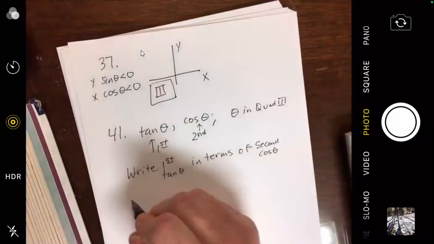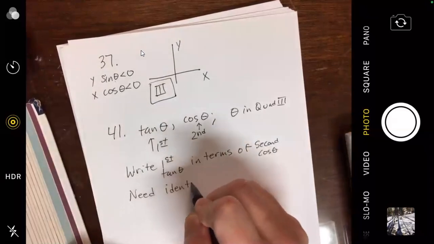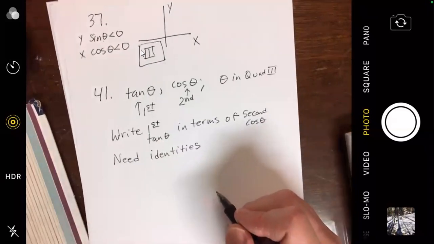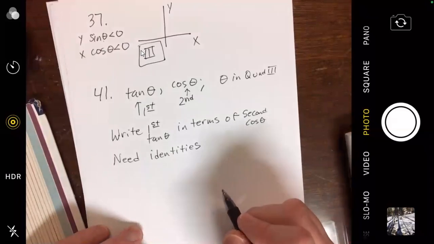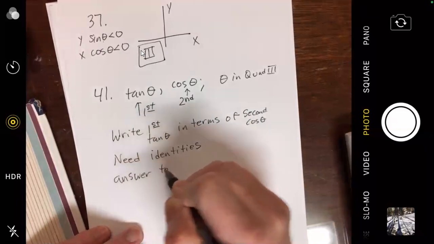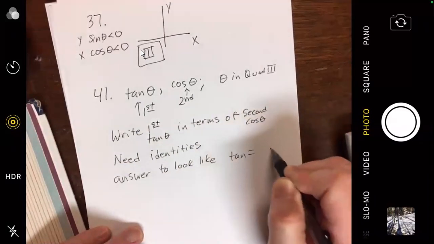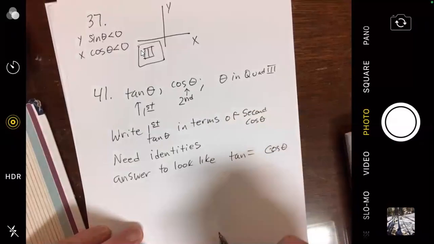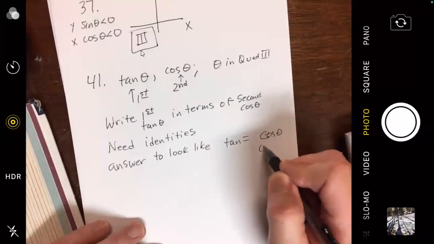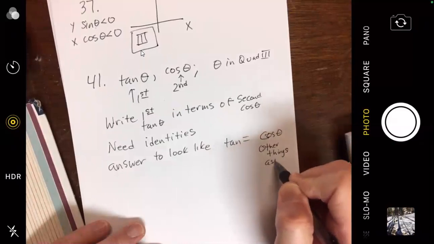Okay, you're going to need your formulas. I call them formulas, identities. Which means, first in terms of second, means you want your answer to look like tan theta equals, and over here you have cosine theta. So you may have other things as well.